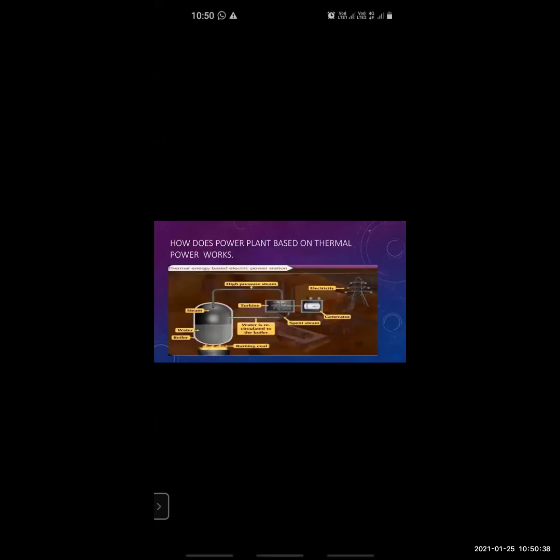Then how a generator works, that also we saw in our last lecture. Then how the turbine works, that was also seen by us in our previous lecture. Then to drive the turbine, how it requires power or a proper energy source, that also we have seen. Then we saw the flow chart of electrical energy generation.